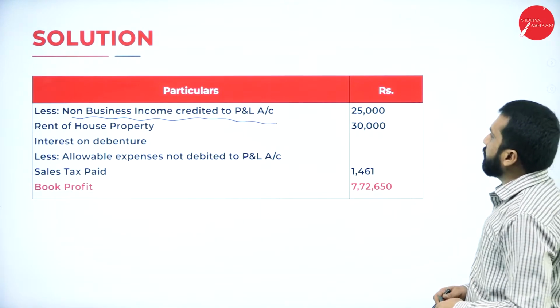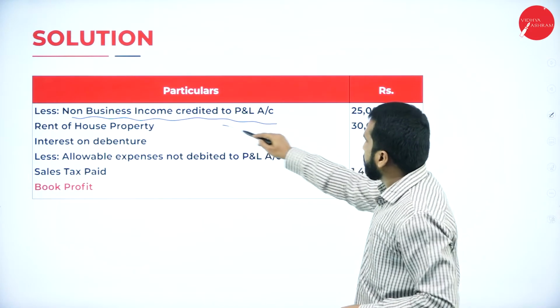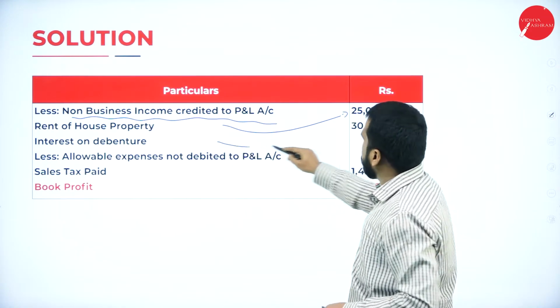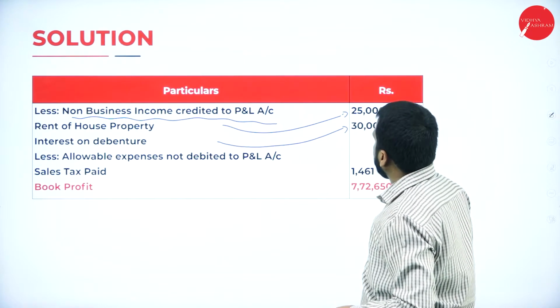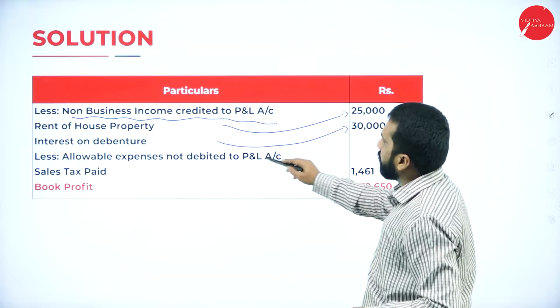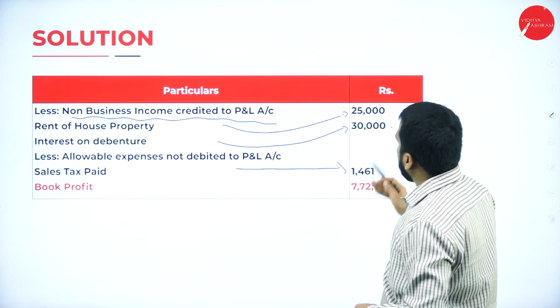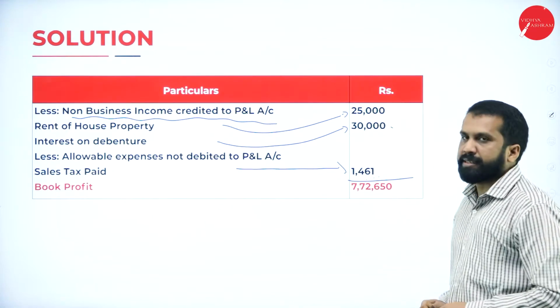Now, as per this, rent of property and interest on debenture, 25 plus 30, and one more, allowable expenses not debited. Your sales tax paid is 1461, minus all these 3.